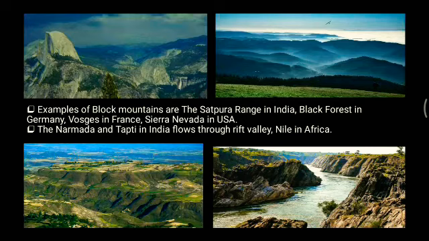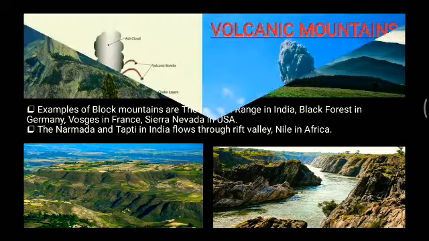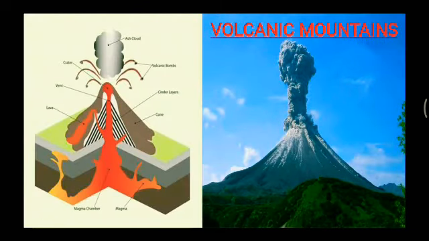Okay, so next we have the volcanic mountains. Now what are these volcanic mountains? We all know the interior of the earth is very hot, isn't it? Now the rocks melt to form molten magma, and when the temperature and pressure are very high inside the earth, magma, ash and gases are all pushed towards the surface and they erupt in the form of volcanoes.